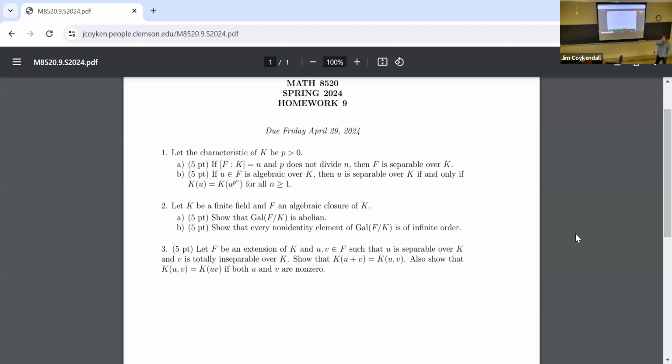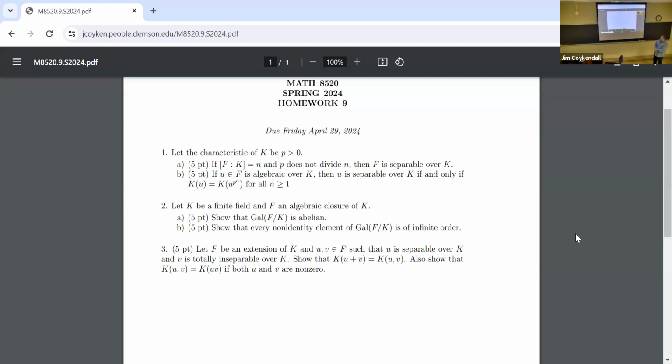Number 2, let K be a finite field and F an algebraic closure of K. I'm going to tell you what algebraic closure is today. We'll get to finite fields pretty soon. Show that the Galois group of F over K is abelian. That is to say, when you compose any two automorphisms, it doesn't matter what order you do it in when you look at the algebraic closure of a finite field. And number b, show that every non-identity element of the Galois group is of infinite order. So it's an abelian group, and every non-identity element has infinite order.